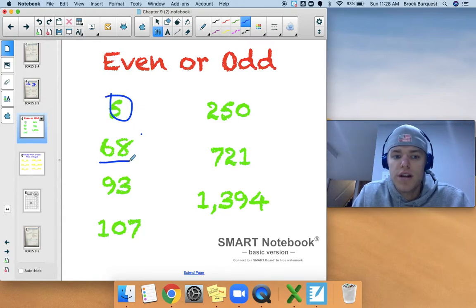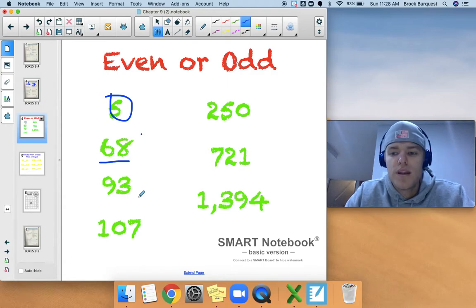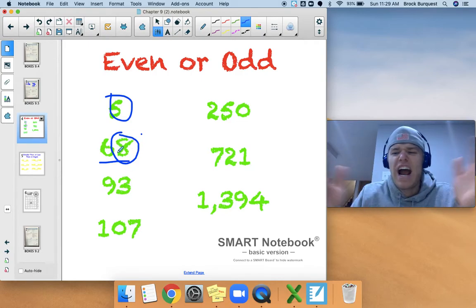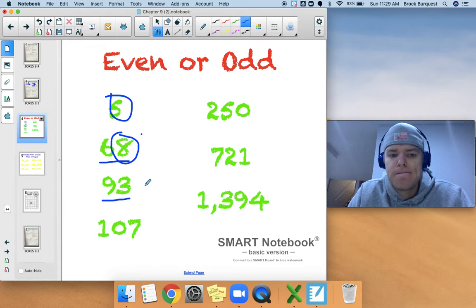Okay, so we know right off the bat, 5 is going to be odd. Now let's look at this one right here. Write down on your board, even or odd. If you wrote down even, you'd be exactly right because this 8 is even. You always, always, always look at the last number, no matter how big the number gets.